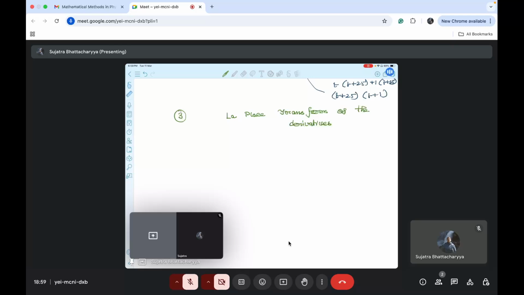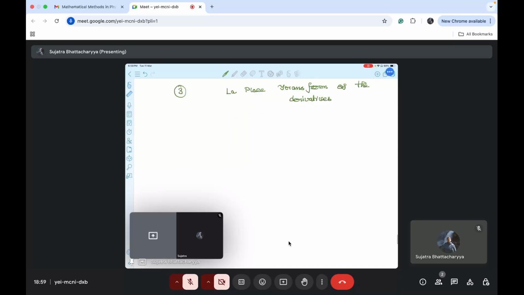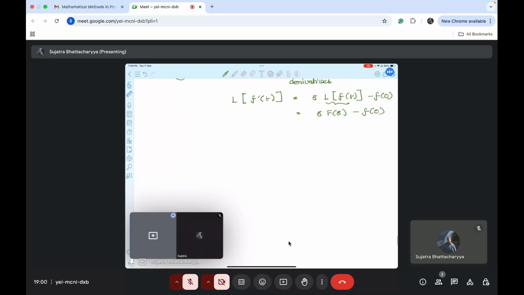Fine. So Laplace transform of the derivatives. The property says that Laplace transform of, say, first order derivative f dash t is nothing but s times Laplace transform of f of t, okay, minus f of 0. So we can write L of f t as f of s, so L of f dash t is s F of s minus f of 0. This is what the Laplace transform is. Now how to prove this?